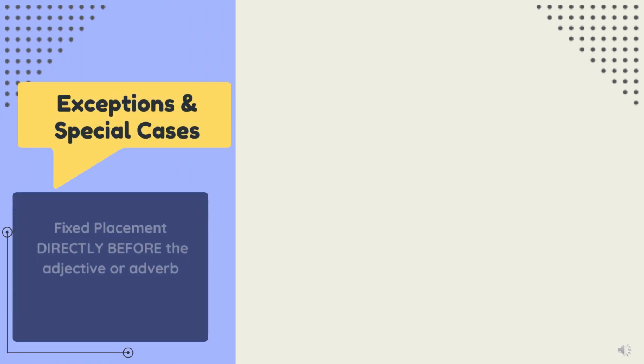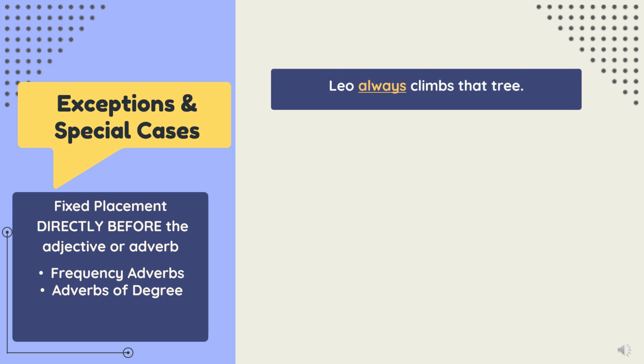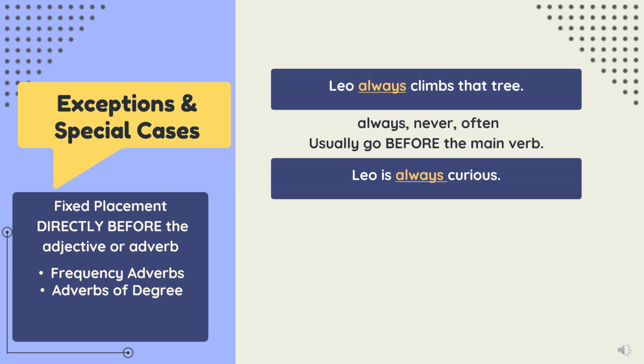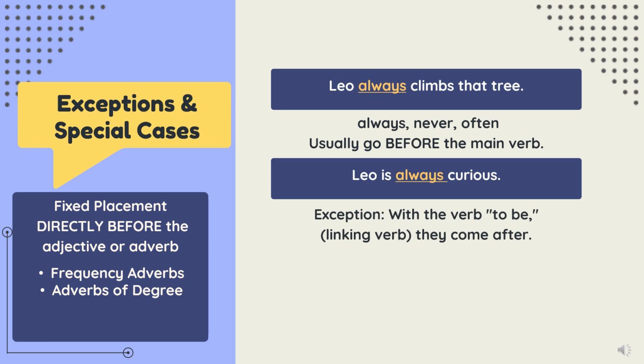These are common exceptions to standard adverb placement. Frequency adverbs: always, never, often. Standard rule, placed before the main verb. Leo always climbs that tree. Exception, with the verb to be, the adverb comes after.